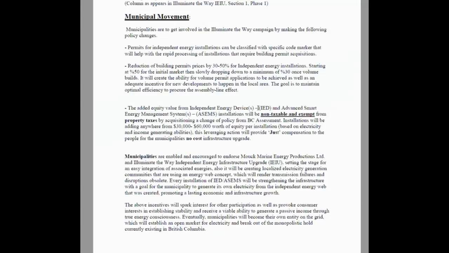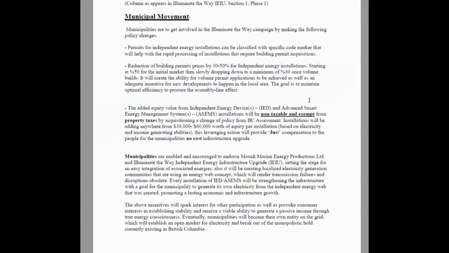So you go do the building permit. Oh, I'm installing independent energy as well. Okay, well, that's discounted. As you'll see here, it'll start at 50% for the initial market and then slowly drop down to a minimum of 30% once volume builds. It'll create the ability for volume permit applications to be achieved, as well as an adequate incentive for new developments to happen in the local area.